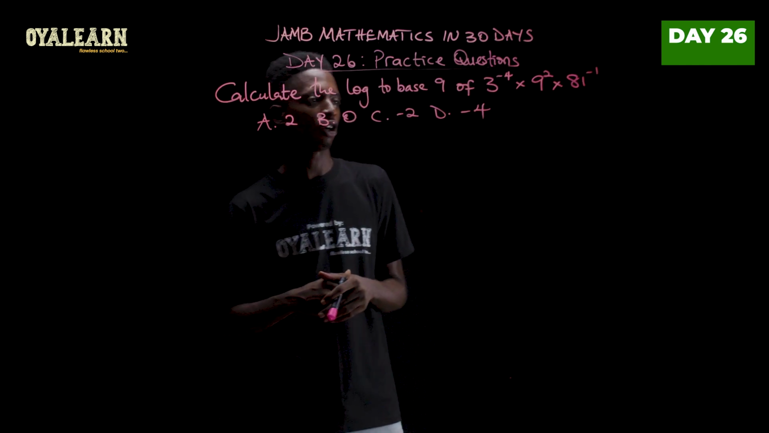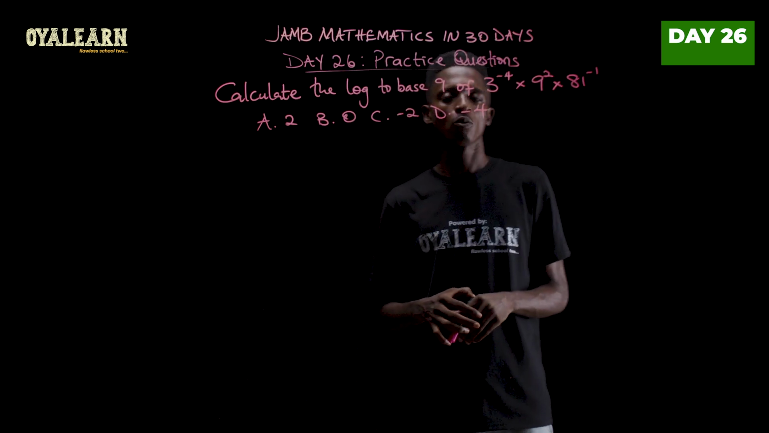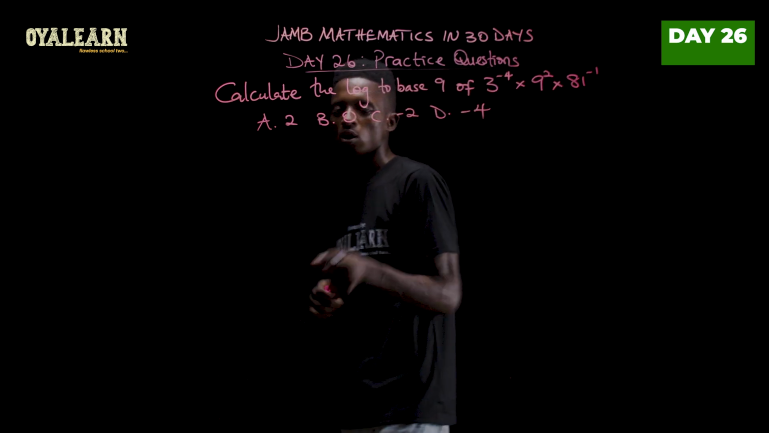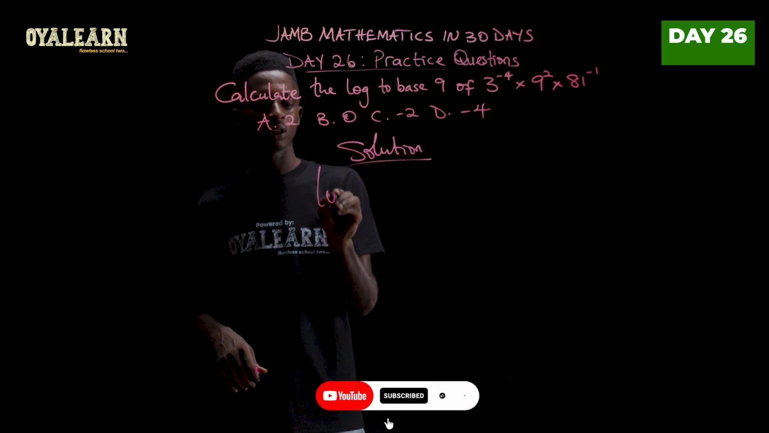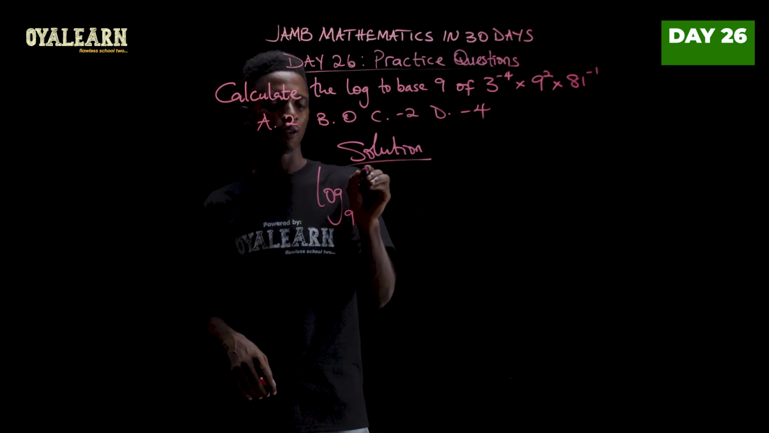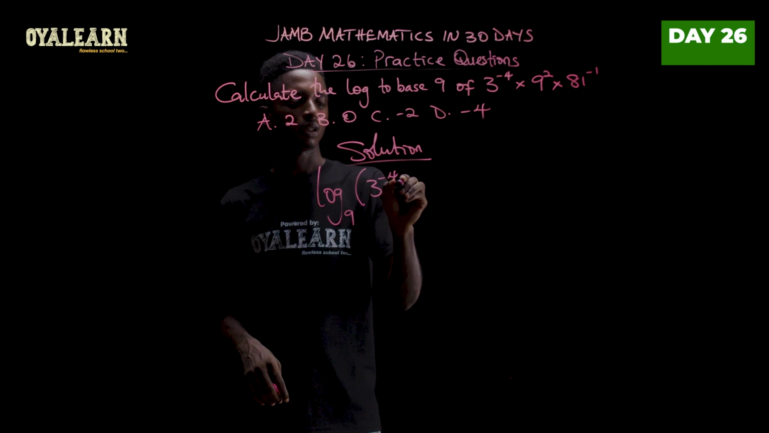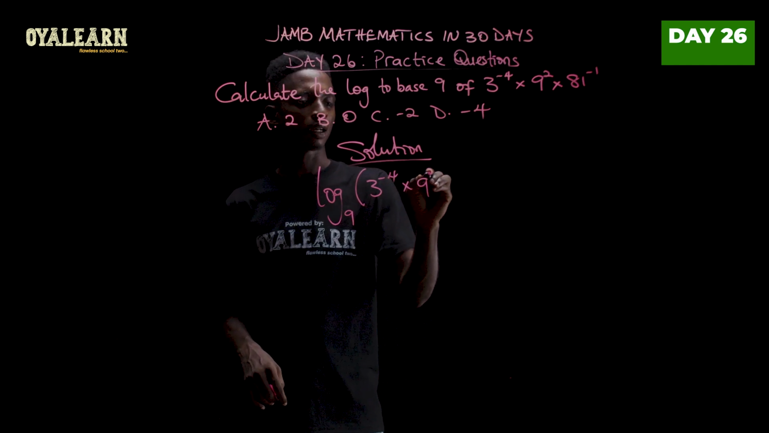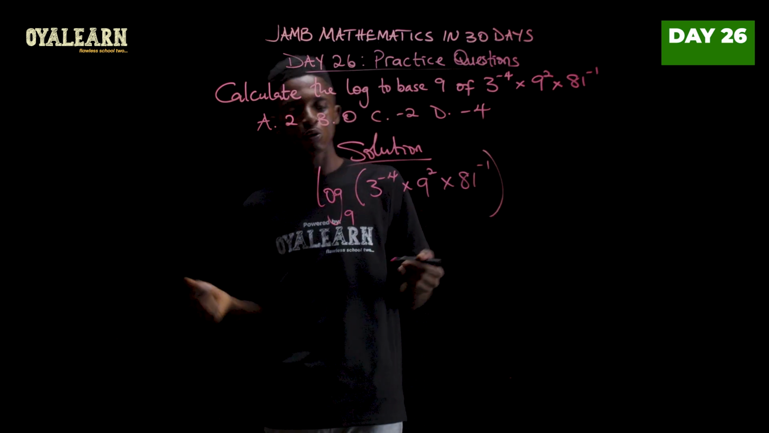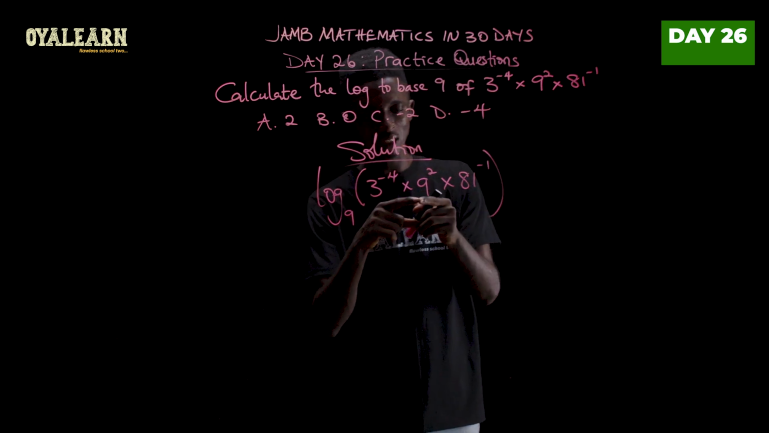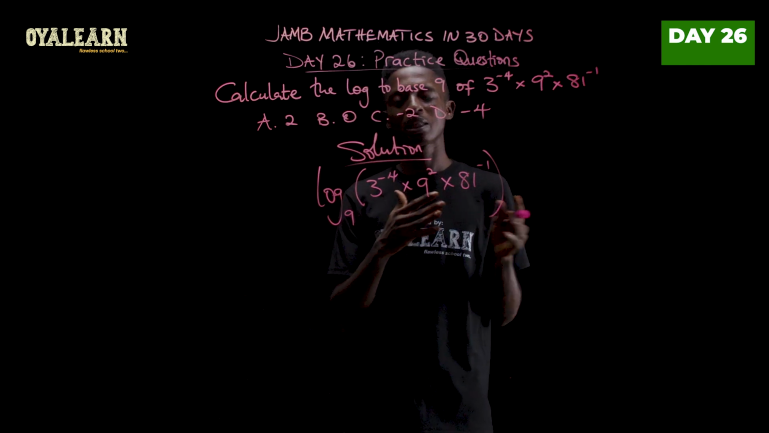Calculate the log to base 9 of 3 raised to power negative 4 multiplied by 9 squared multiplied by 81 raised to power negative 1. What this means is that we are having log to base 9 of 3 raised to power minus 4 multiplied by 9 raised to power 2 multiplied by 81 raised to power minus 1. Now, there are two ways to go about this. You could resolve all of this first and then resolve the final answer, or you could break it bit by bit.